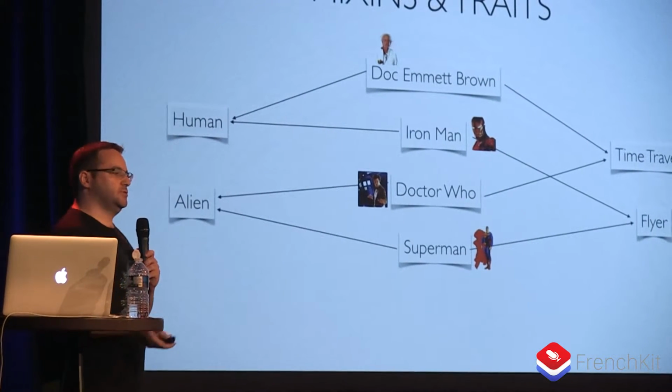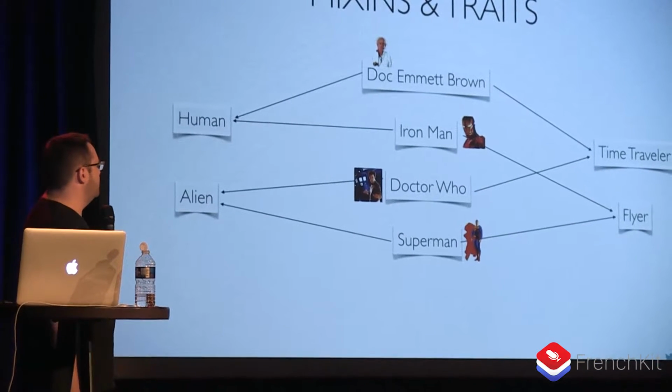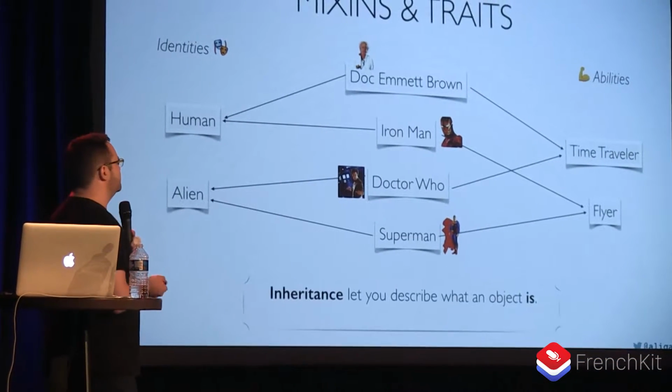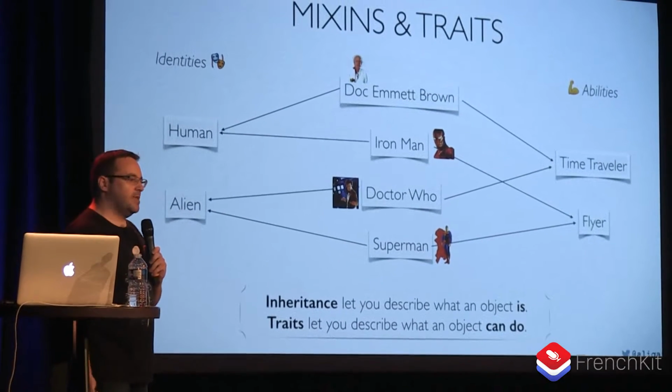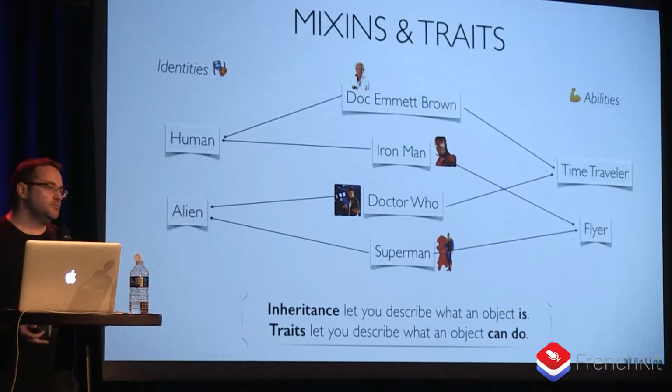So, of course, you could use composition for that. But if you look closer at this representation, you'll realize that although human and alien are identities, time traveling and flying are more like abilities. So that's what those characters can do more than what they are. And what better way to represent what an object can do than protocols, right? That's what they are for in Swift and in Objective-C as well. So by realizing that, you can now think about representing those abilities with protocols. That's what we call traits in the Mixins Traits pattern.